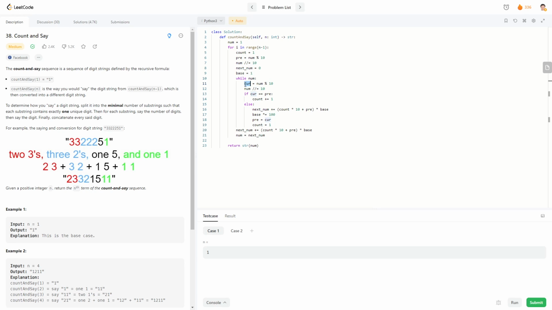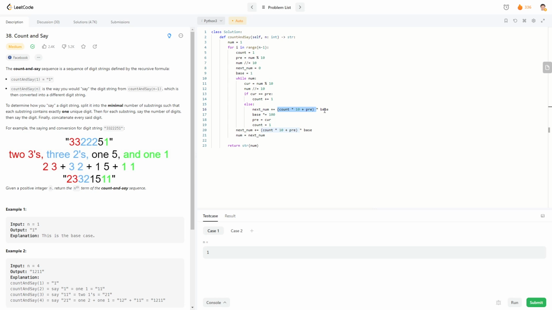So each time we will take the remainder, then we will compare the current remainder to the previous remainder. If the two remainders are the same, then the count of this remainder will be increased. If the remainders are different, then we will collect the previous remainder. We will collect them by the count multiplied by 10 plus the remainder.